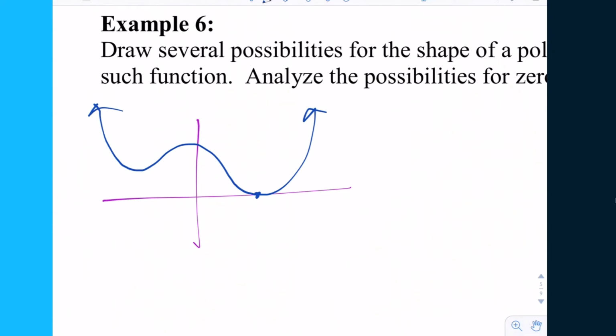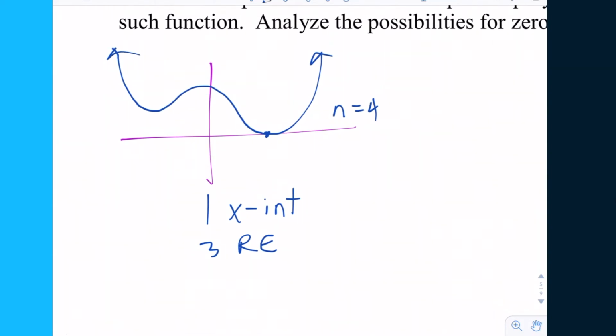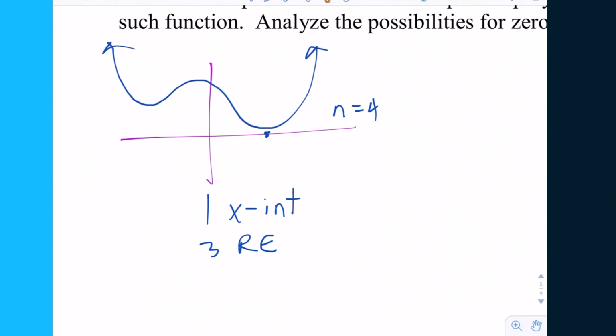1, right? But how many relative extrema does it have? 3. Is that the maximum amount for a 4th degree? Yes. 3 relative extrema. Could I draw that same graph with 0 x-intercepts? Yeah. This one's easy to do with Notability. Watch. There's 1 x-intercept. If I move it up, how many x-intercepts? None. If I move it down so it bounces right there, how many? 1, right? So I go from 0 to just the 1.